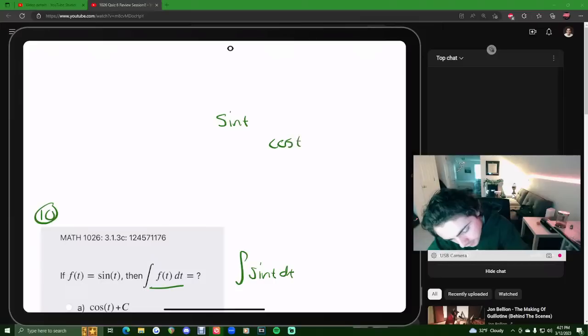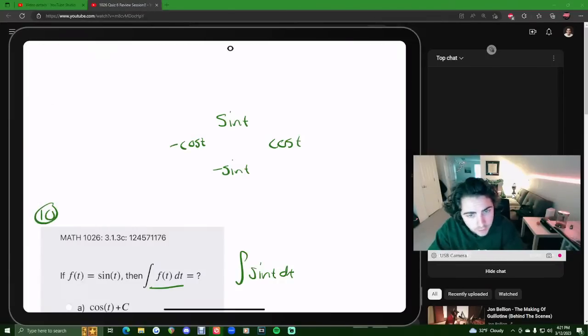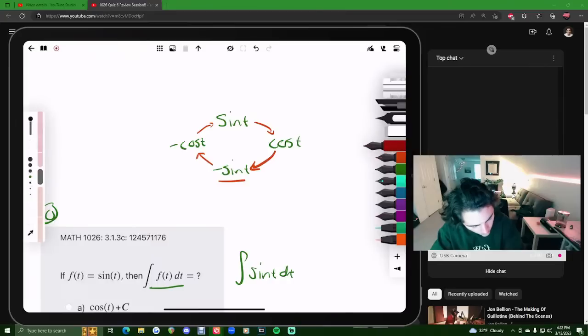I'll give you a little visual device, a little memorization trick. When finding derivatives of sine and cosine and so on, you can use this cyclic nature, this cycle of derivatives, because they always cycle back. The derivative of sine is cosine, the derivative of cosine is negative sine, and so on all the way around that little circle.